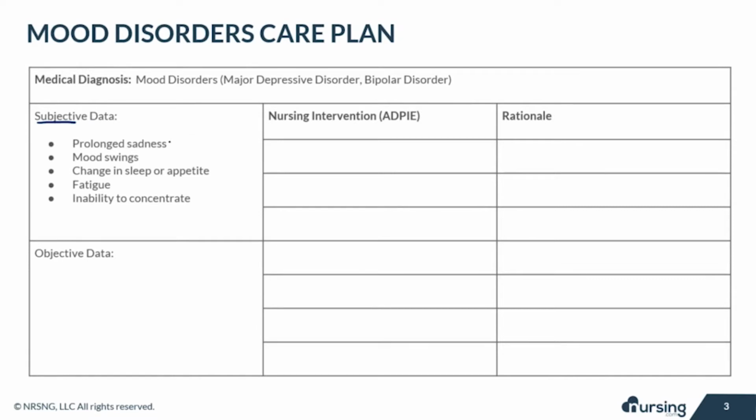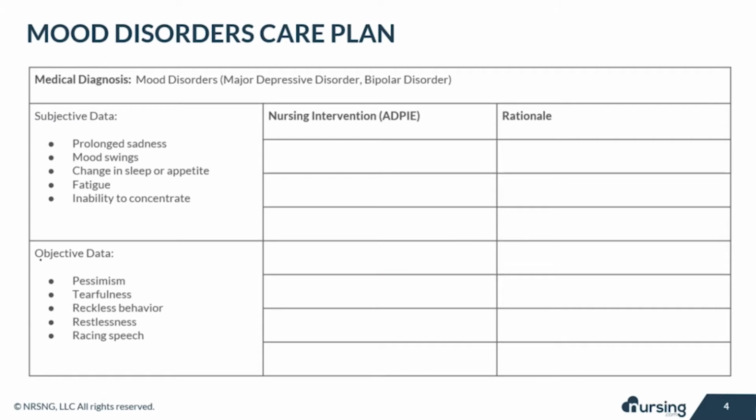You may notice that the patient is experiencing some prolonged sadness, fatigue, or inability to concentrate, especially when they're in a depressive episode. They may experience mood swings where they go from being super happy and energetic to really sad and tired. This especially happens when the patient goes in between manic and depressive episodes. They may experience a change in their sleep or appetite based on their mood.